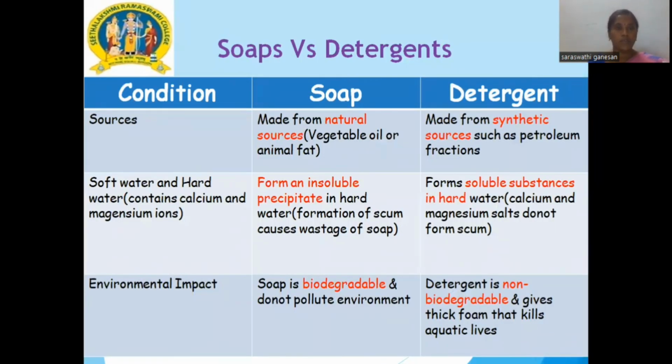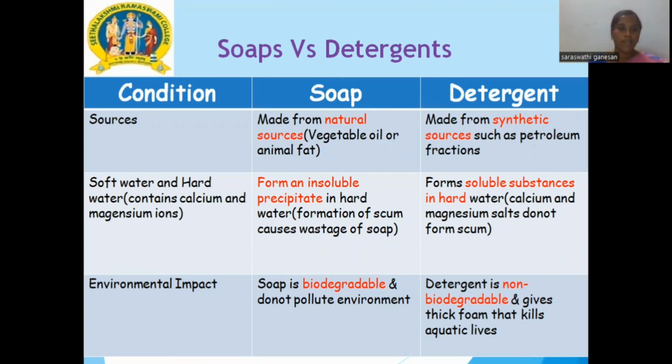Finally, we'll see the comparison of soaps and detergents. First, coming to the sources: soaps are made from natural sources like vegetable oil or animal fat, whereas detergents are made from synthetic sources such as petroleum fractions. In hard water, soap will form an insoluble precipitate known as scum, and this causes wastage of soap and the efficiency of the soap will also be less. Whereas detergents form soluble substances with calcium and magnesium, and they do not form any scum, and hence the efficiency of detergent is more.